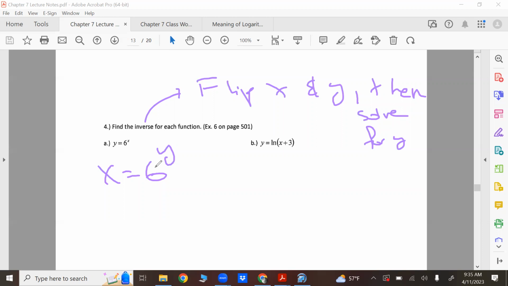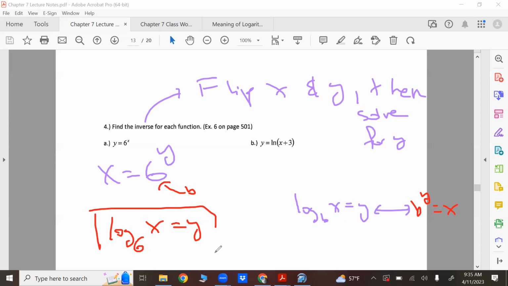Now, this is a little tricky, because remember we said log base b of x equals y is the same exact thing as b to the y equals x. So here I have 6 to the y equals x, right? So this is like your b, right? So you can write it as log base 6 of x equals y.